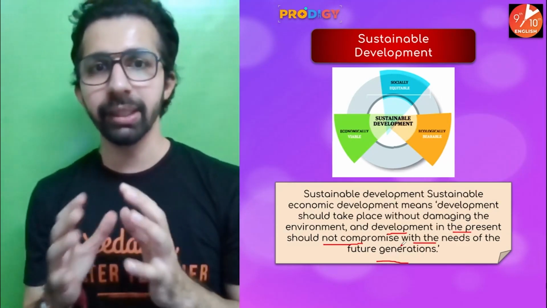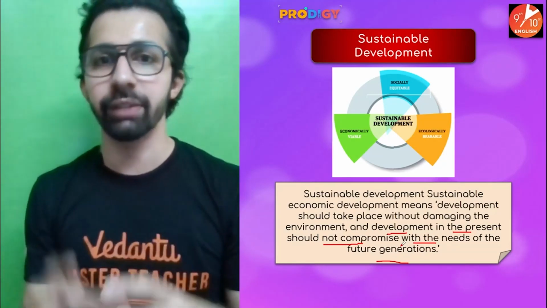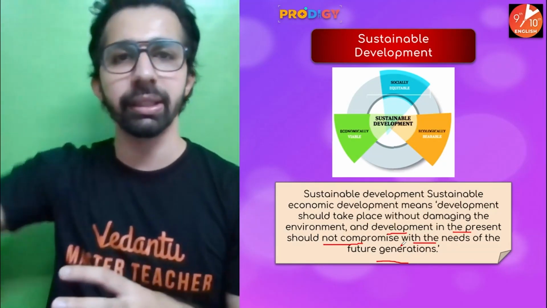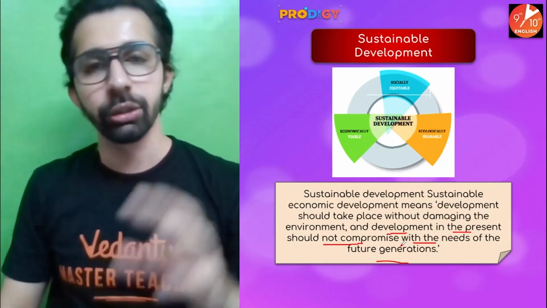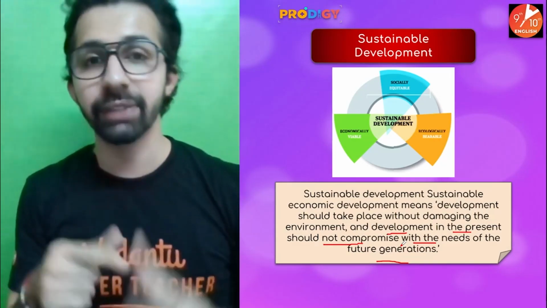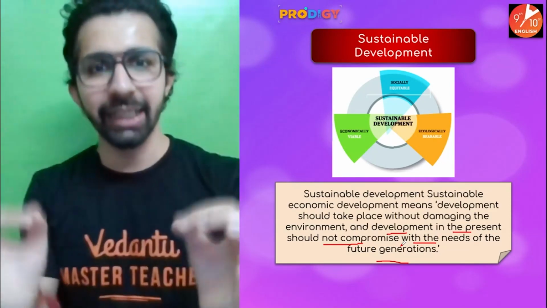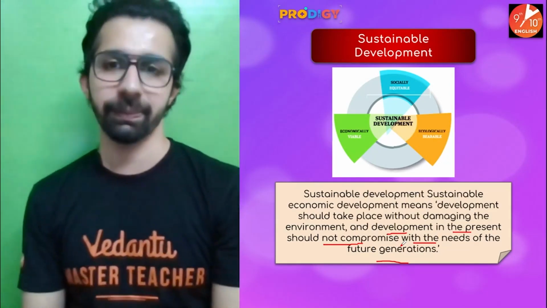It means development in the present should not exhaust all the resources, wherein it will compromise the development in the near future. So, what is sustainable development? Protecting the environment as well as taking care of the development of the future people as well. That is what sustainable development is.